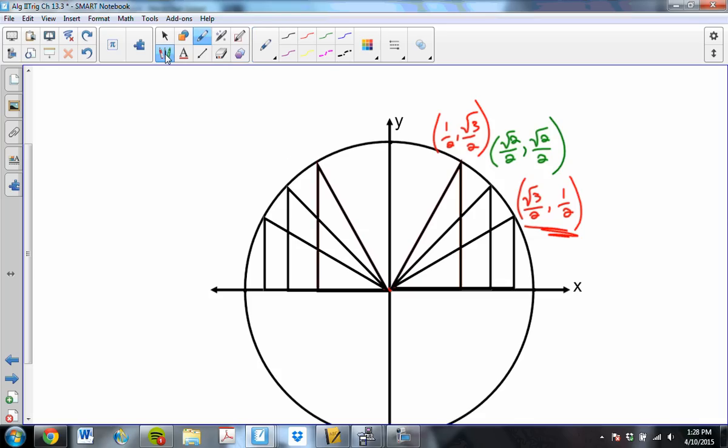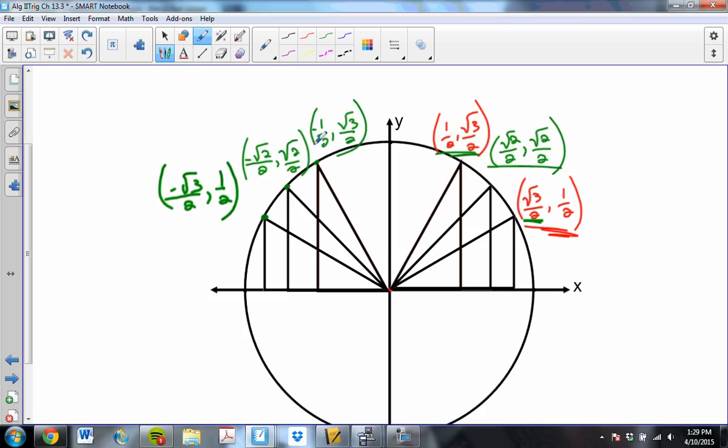Here, all the x values flipped. This x value here copies to this x value over here, but it gets a negative sign, so it's negative root 3 over 2, comma, 1/2. This one flips, so it becomes negative root 2 over 2, comma, root 2 over 2. And this one will also flip to negative 1/2, comma, root 3 over 2.